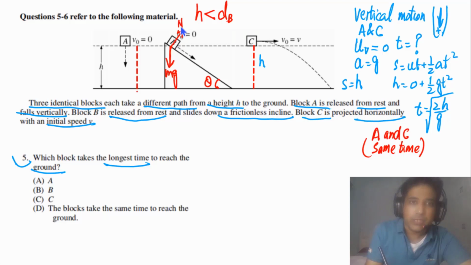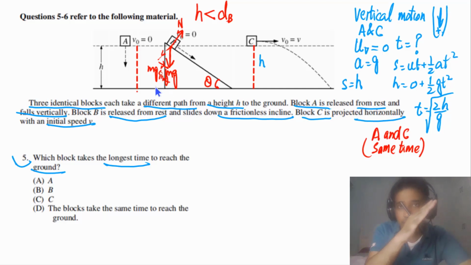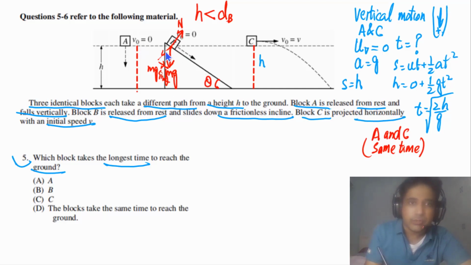We can say this is N. We can resolve this weight into two components. This component is mg sine theta, and it acts along the plane because this angle is theta, and this angle is also theta. So mg sine theta is acting down the plane. This is the resultant force acting on the block along the plane because there is no friction.